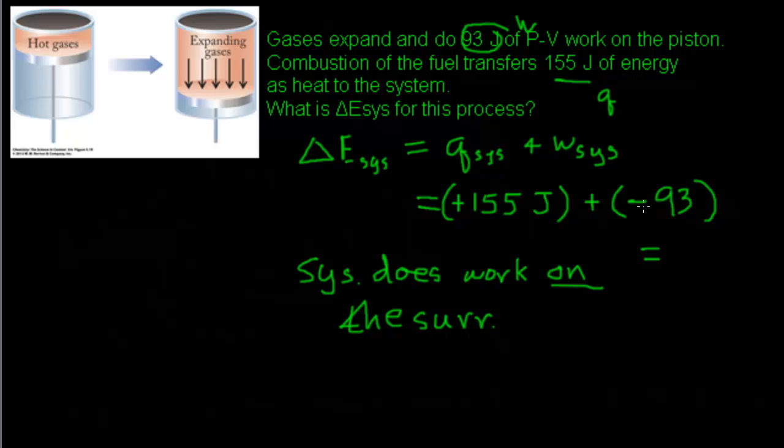So now all we need to do is the math. 155 plus a negative 93. That gives us a total of 62 joules. So from this one stroke of this piston, the change in the internal energy here is going to be 62 joules. And that's positive. So inside this system here, we have gained that much energy. So we started at a lower energy, and we have now gone up in energy.